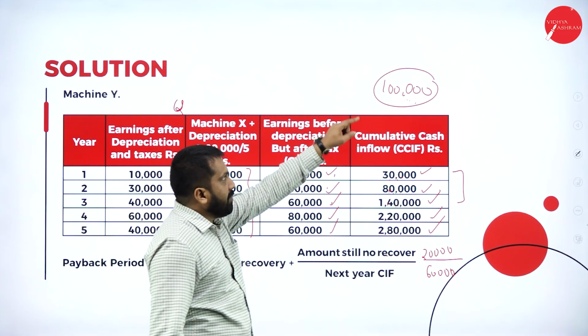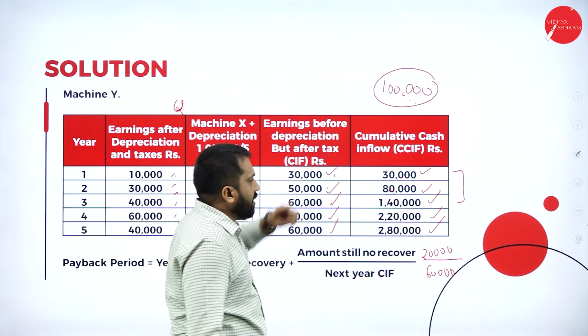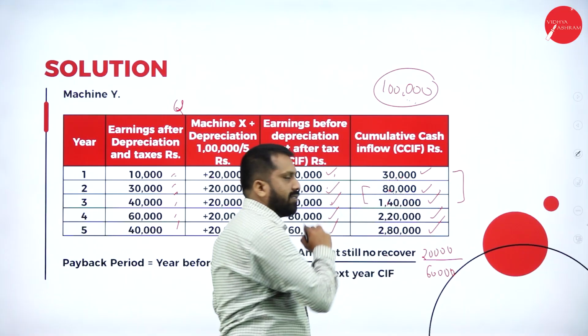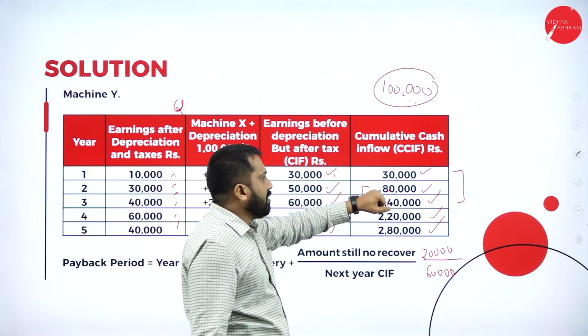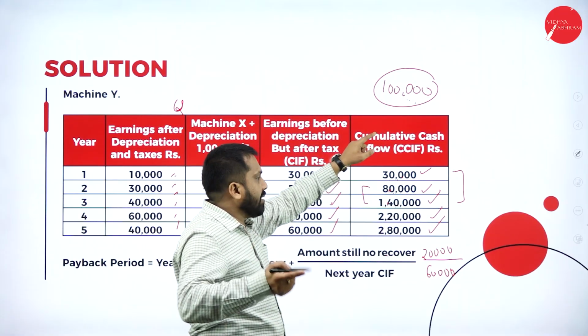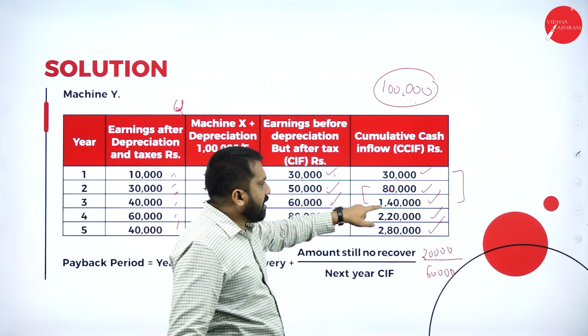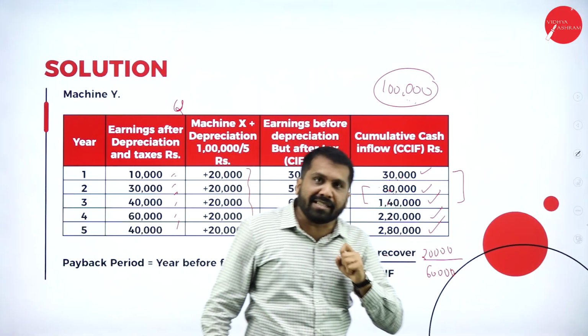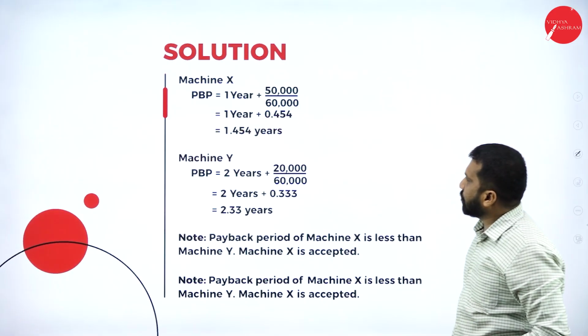Now, you have to see when do you get this 1 lakh. You are getting this 1 lakh in between second and third year. In the second year, still we need 20,000 more to make it 1 lakh. In the third year, it is almost 80 and 140. The difference is 60,000. I'll show you the calculation.